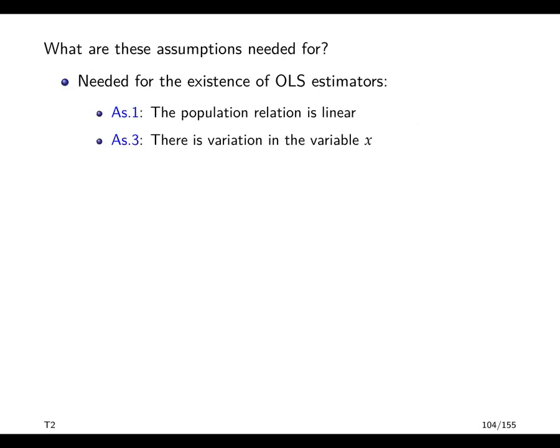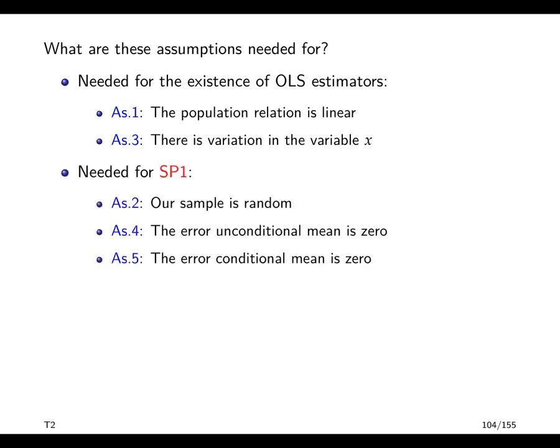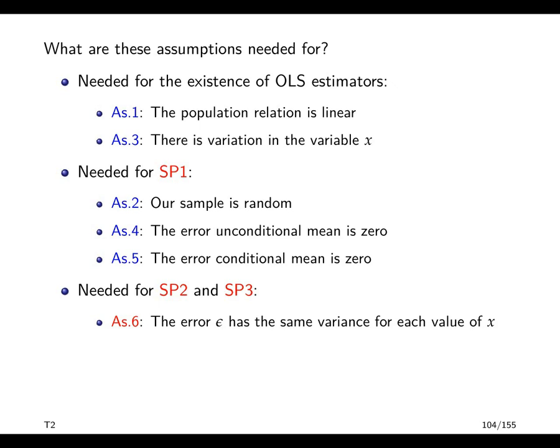So what do we need this assumption for? We are going to see that assumptions 1 and 3 are needed to compute the OLS estimators in the first place. That is, we cannot even compute them if assumptions 1 and 3 are not true. We will see that for statistical property 1, the unbiasedness that we will describe in the next section, we need assumptions 2, 4, and 5. And for statistical properties 2 and 3, we'll need an additional assumption that we have not described just yet, that we'll introduce later.